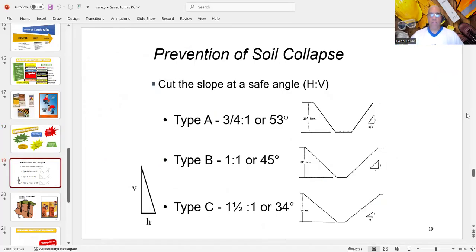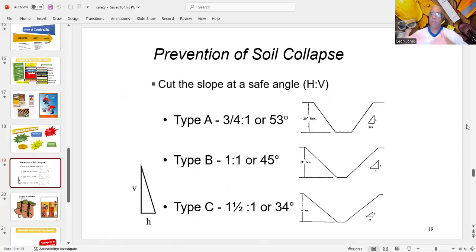And we have our prevention of soil collapse. Now, something you need to do when you're out there trenching soil, you want to bench it. Now, there are different ways you can bench it. You have your type A, which is your 3/4 to 1 or 53 degrees. Type B, 1 to 1 or 45 degrees. Type C, 1.5 to 1 or 34 degrees. And you need a trench box.